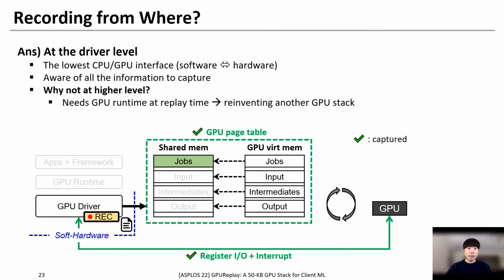Then, where can we capture all that information? We put the recorder into the driver. The rationale is that it is the lowest interface between software and hardware, and thus it is aware of all the information to capture. We may choose a higher level interface for the recording boundary, for instance, the interface between framework and runtime, or the one between the runtime and the driver. However, such choices require a part of the GPU stack when replaying, which may lead to reinventing another GPU stack.